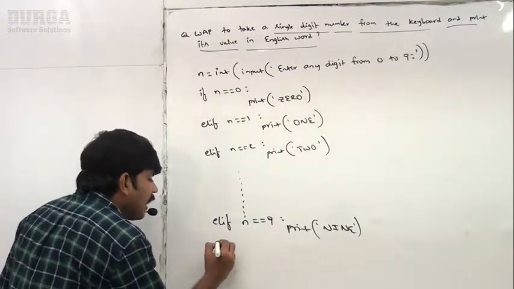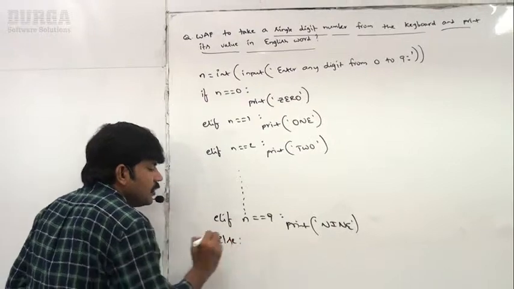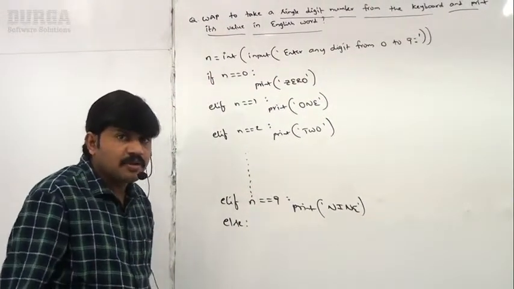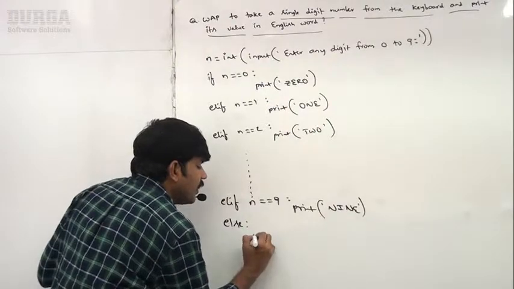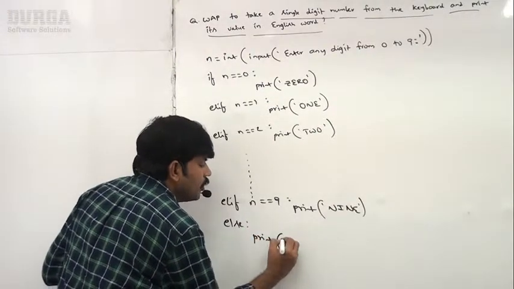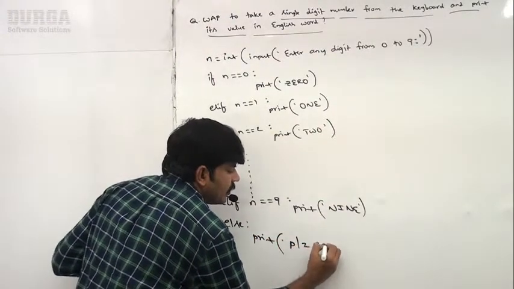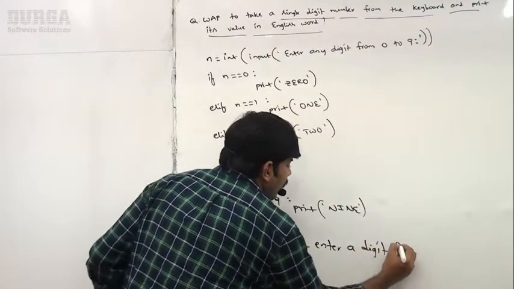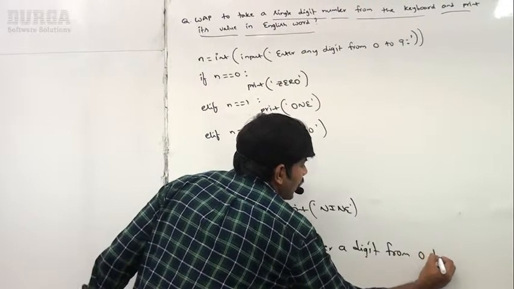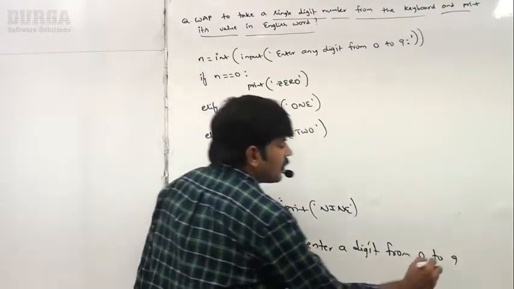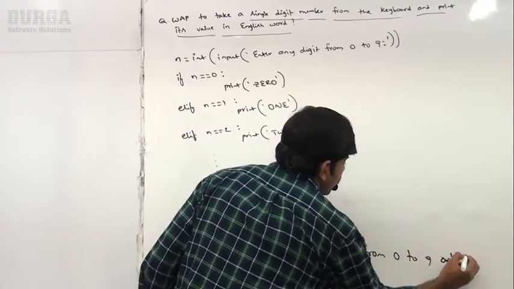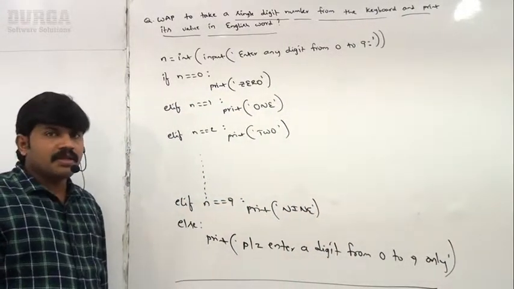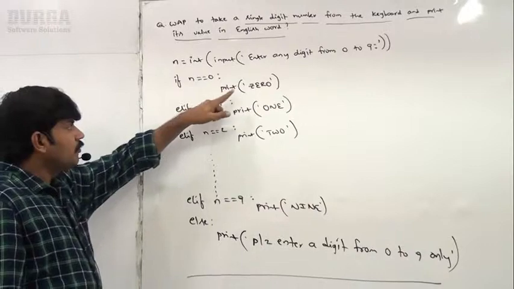Sir, at last else, it is not 0 to 9. Here I want to take a print statement: please enter a digit from 0 to 9 only. Like this I have to print, sir. Yeah, beautiful example. If n is equal to 0, print 0.